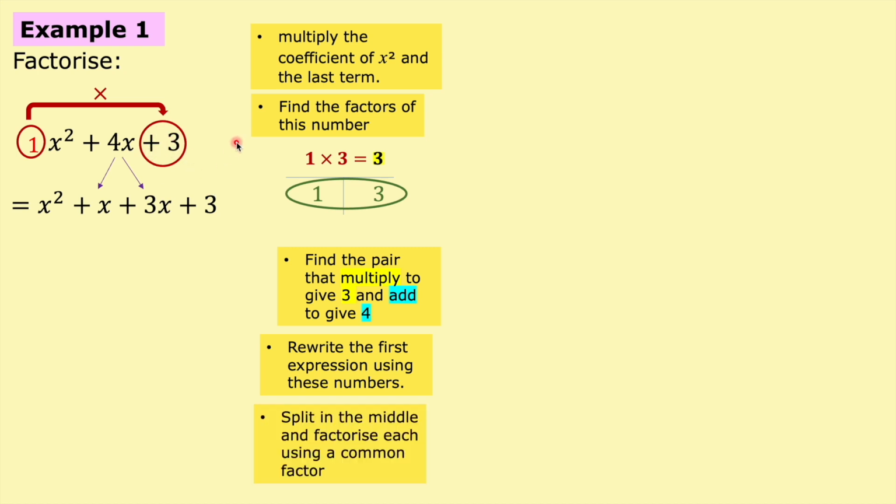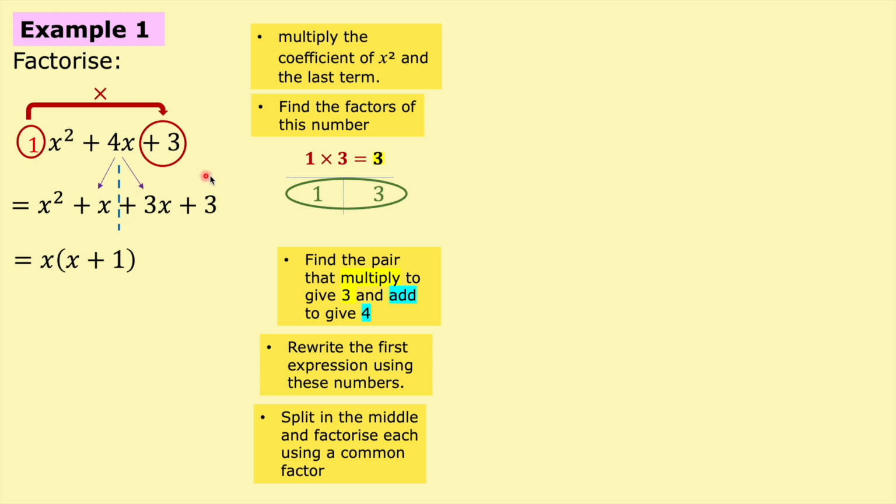Once we have done that, we're going to split this expression right down the middle, like this. And we're going to factorise each of these sides of the equation using a common factor. If we just consider this first part here, which is x squared plus x, we're going to factorise using a common factor. Here we have a common factor of x, so we take x outside of the bracket. x times x gives you x squared, then x times 1 will give us x. That's why we've got x bracket x plus 1. So we've factorised the first half of our expression.